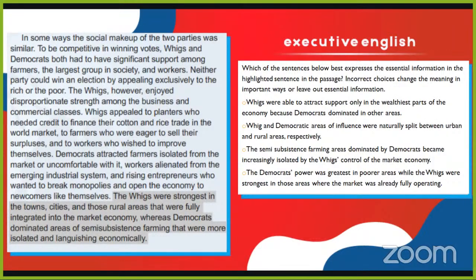I think it's B because it says Whig and Democratic areas of influence were naturally split between urban and rural areas, respectively. It's like the main information of the paragraph, because it describes a little bit more where Whigs are supported better and where Democrats are, in a demographic sense. Okay, so you say B and you have your facts there. Any other person who has a different opinion, maybe?